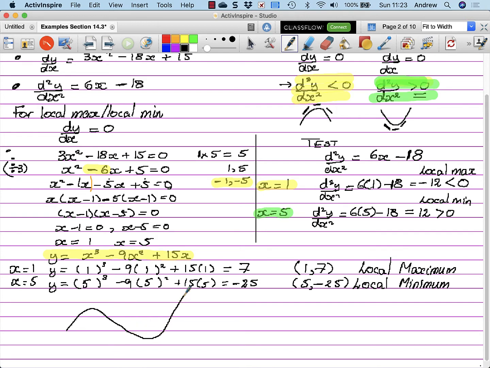There we go. So the local maximum is at the point 1, 7. So there's your point 1, 7. There's your local maximum. Here's the local minimum, and this is the point 5, minus 25.